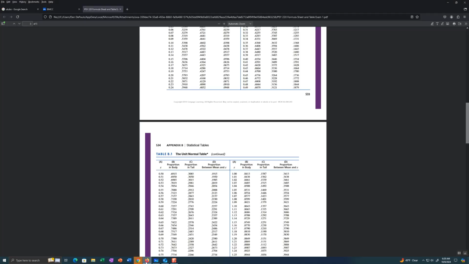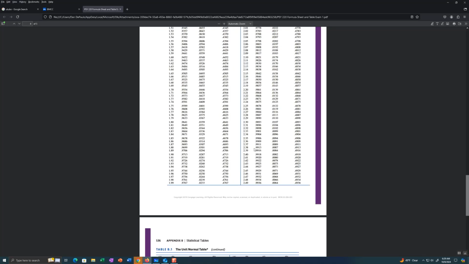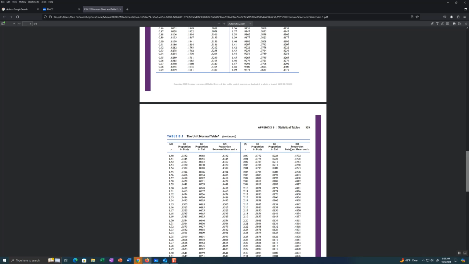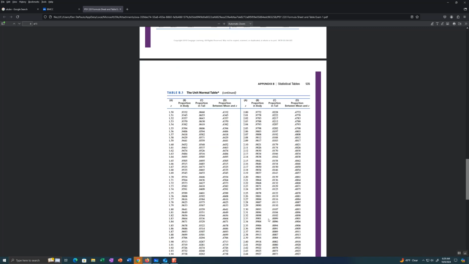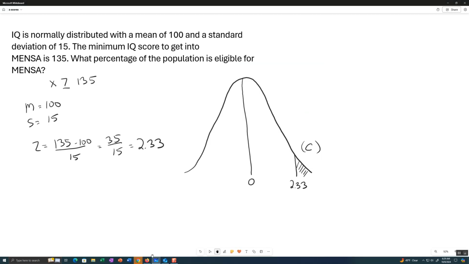So let's look for that. Let's scroll all the way down to 2.33. We want the tail, which is column C. That's the second column. It's 0.0099. 0.0099 in the tail. That's an area or a probability. We want to multiply that by 100 to convert it to a percentage. And that becomes 0.99%. So a little bit less than 1% of the population is eligible for Mensa based on these criteria.